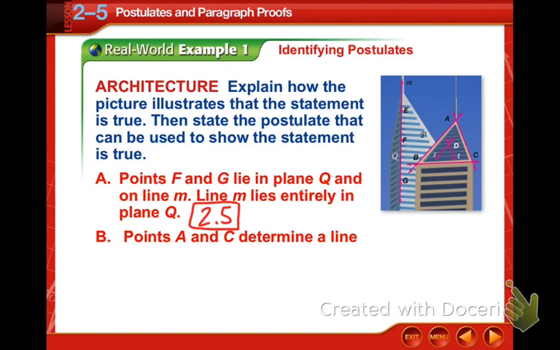B says points A and C determine a line. So remember, A and C are 2 points determining a line. That is 2.1, whereas 2.3. So that's our answer. 2.1 says that there's exactly one line that goes through any 2 points. So they're a little bit different. Can get a little confusing when you're answering ones about these two.